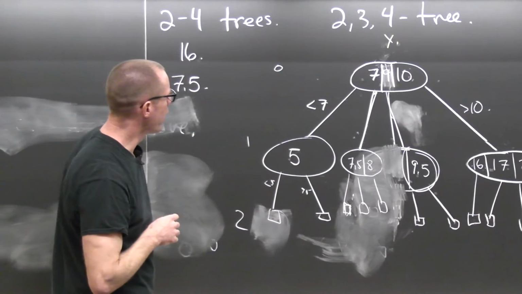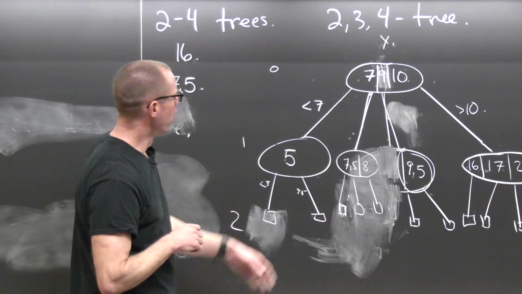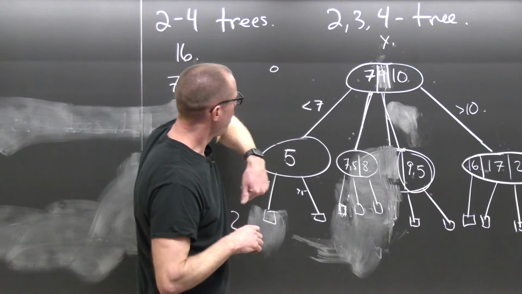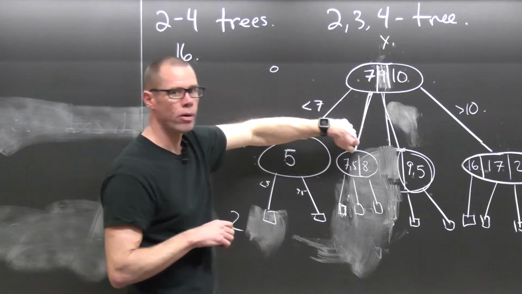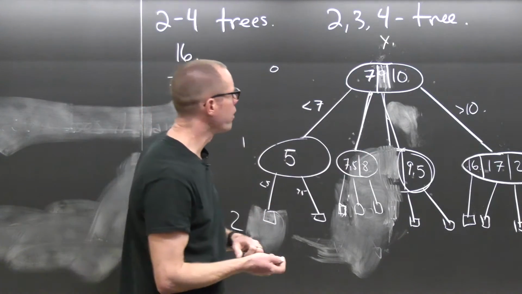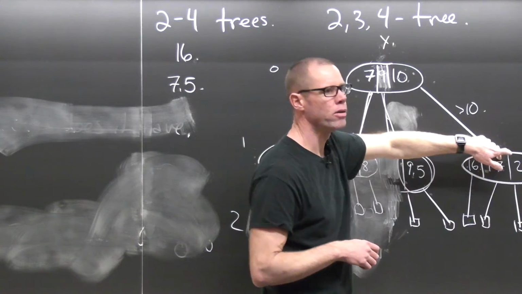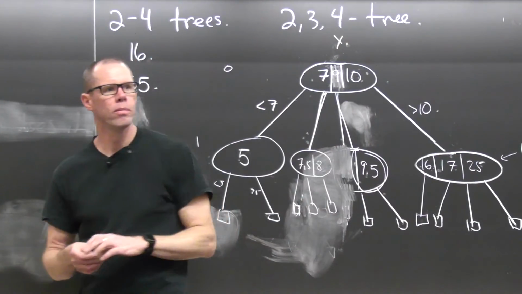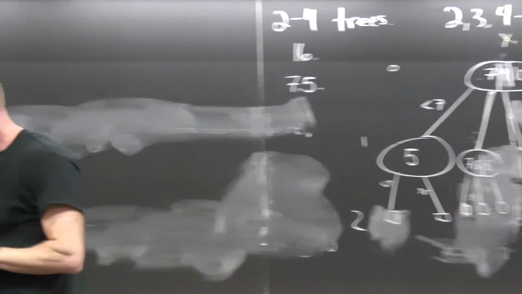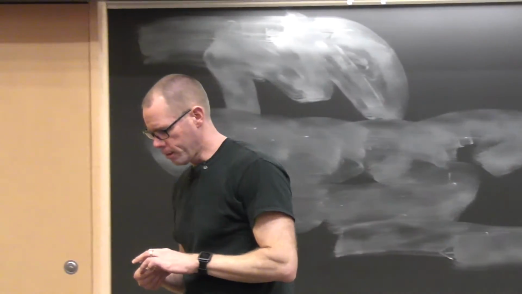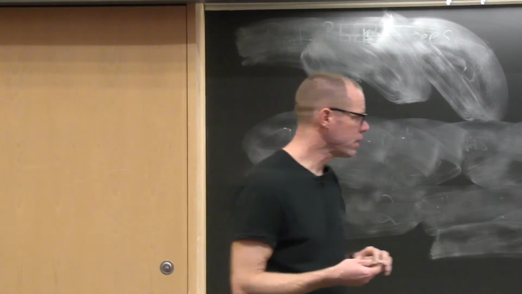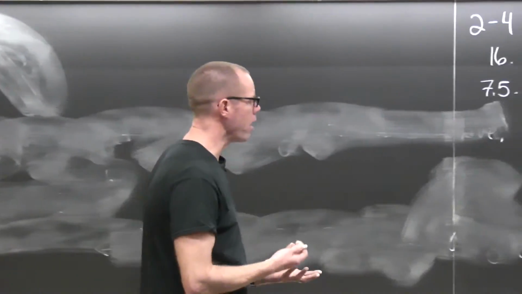Now let's check everything. If you're smaller than 7, you go here. If you are between 7 and 9, you should go here, and indeed, those are all between 7 and 9. If you're between 9 and 10, you should go here. And if you're bigger than 10, you should go here. So that works. We did an ad hoc thing there.